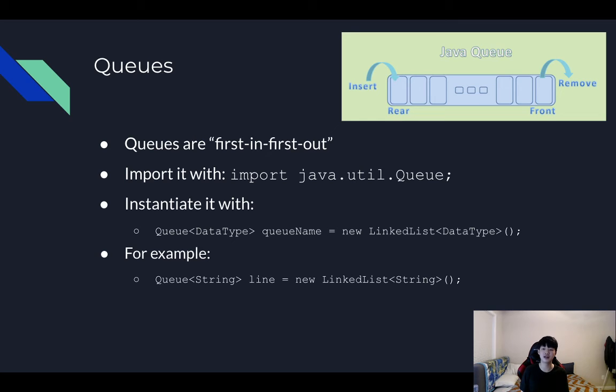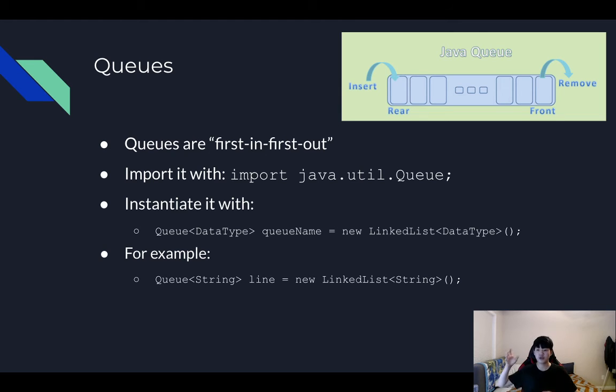It's a line. You want to import it with import java.util.Queue, and you're going to instantiate it with Queue, then the data type, equals new LinkedList, or anything. You can search, I mean, not anything, but you can search up. So basically what a queue is, it's an interface. A queue is actually an interface.